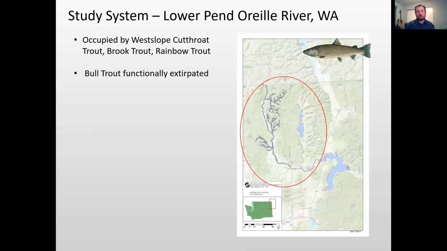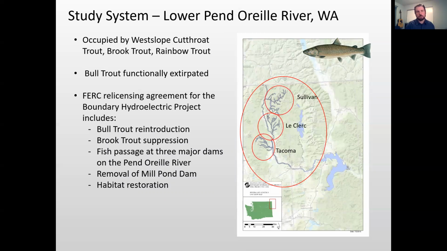It's the Lower Pend Oreille River, and it's occupied by west slope cutthroat trout, brook trout, and rainbow trout. Used to be occupied by bull trout, but they've been extirpated. And here's the Lower Pend Oreille River watershed, and then there are three sub-watersheds within there. Some of our models only address the Sullivan Creek and some the larger study area.